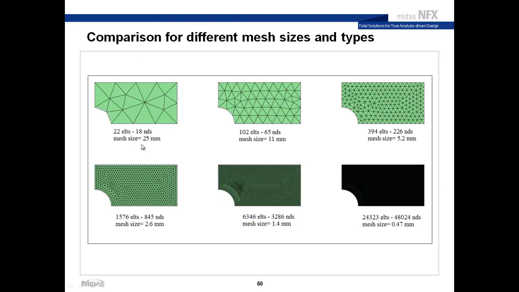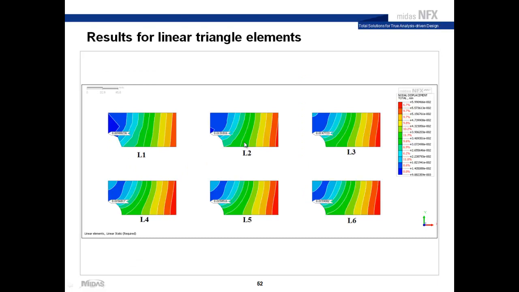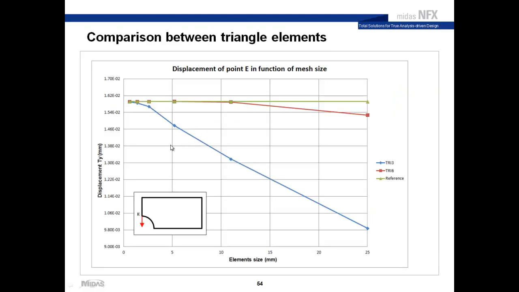So you see, this is the mesh size I used. So I used two types of elements. First, the linear triangle elements, the quadratic triangle elements. So one has three nodes only and one has six nodes. And here you have the comparison of the results between these six analysis. So different mesh and different type of elements. So this is linear triangle elements, quadratic triangle elements. And here in this curve, you can compare the convergence of the solution for these different elements.